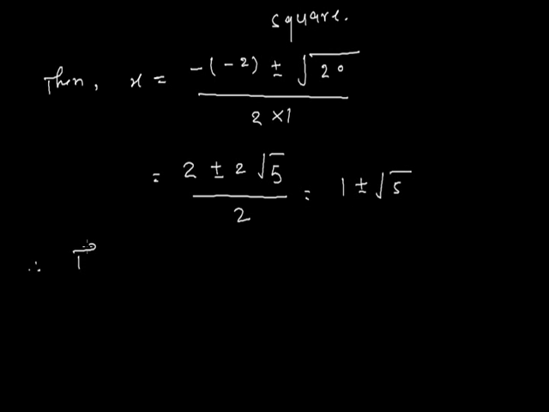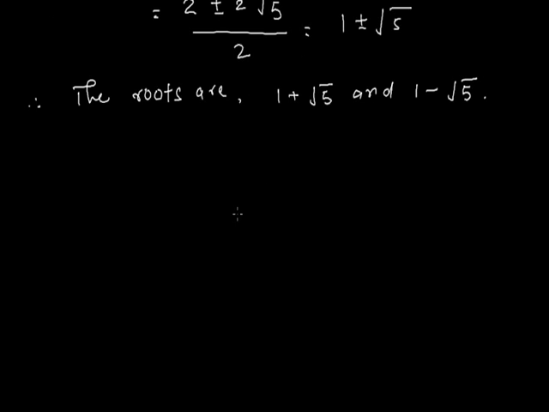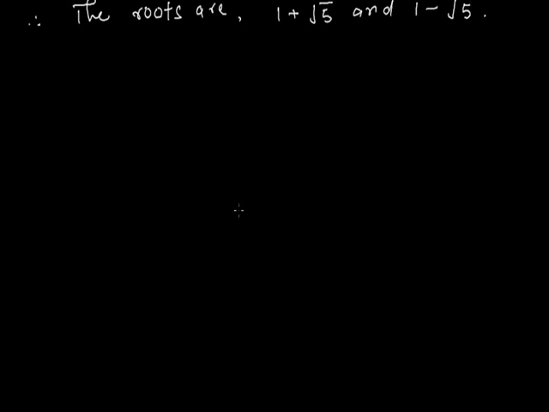Therefore the roots are 1 plus root 5 and 1 minus root 5. Here we see that the roots are in the form of irrational numbers. Now we are going to discuss the topic relation between the roots and the coefficients.